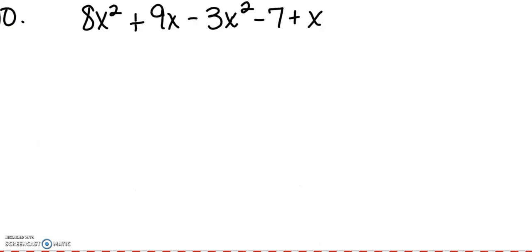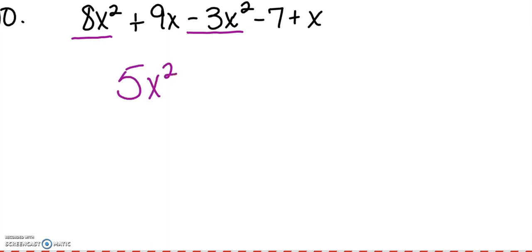All right, these look more difficult, 10, 11, 12, but they're not that hard. When you go to combine like terms, they don't only have to be the same letter, but they have to have the same exponent attached to them. So 8x squared and negative 3x squared, those are alike. So same idea, just combine the numbers in front. So positive 8 and negative 3 makes positive 5. X squared stays the same.